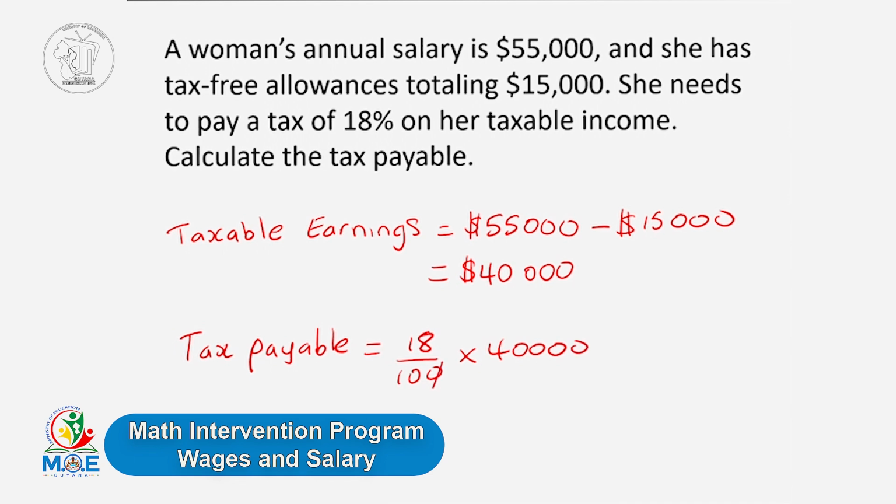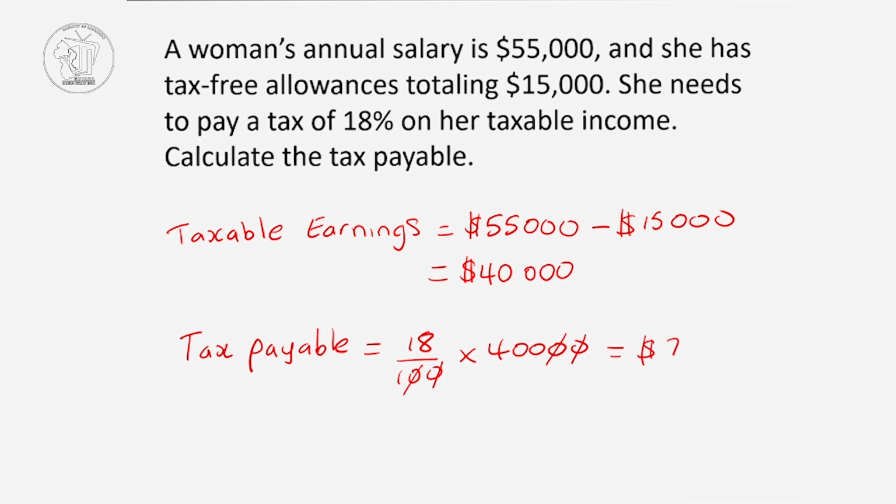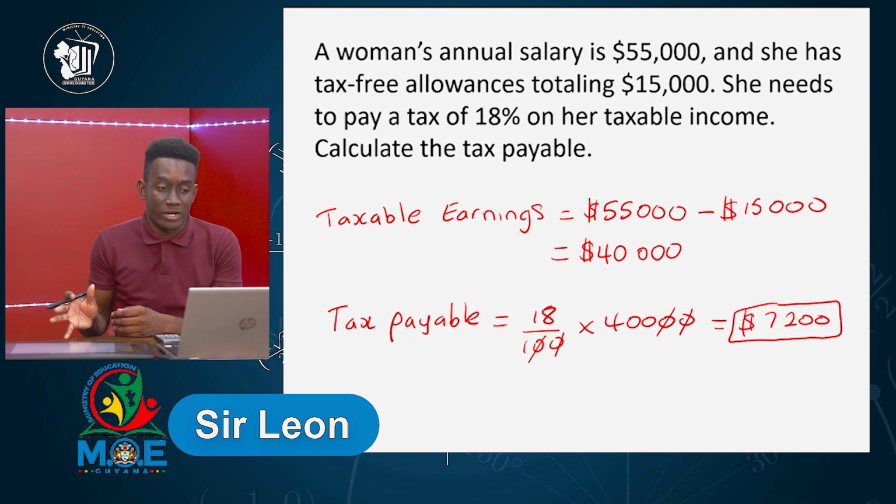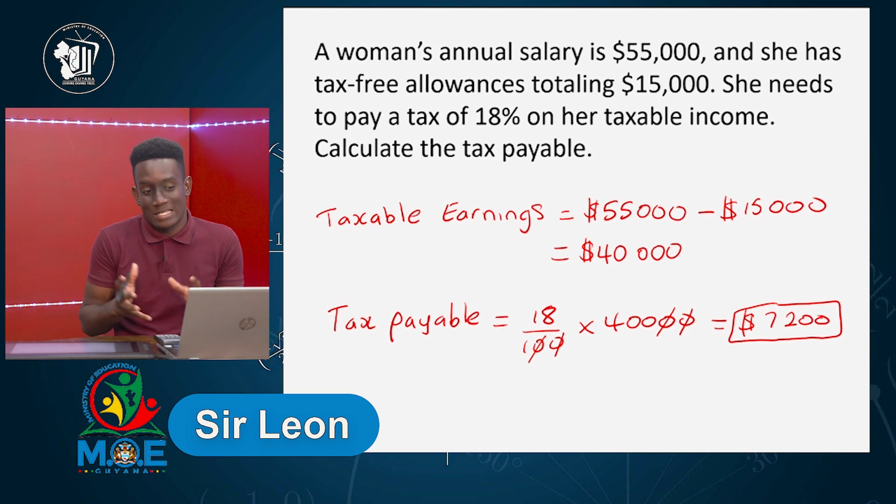So you know this zero cancels with that zero. This zero cancels with that zero. And 18 times 400 will give us $7,200. And this is the tax payable, $7,200. After we take out the $15,000 that cannot be taxed, we see $40,000 can be taxed. And now we find 18% of this 40,000, and this will give us the tax payable. So she has to pay a tax of $7,200.